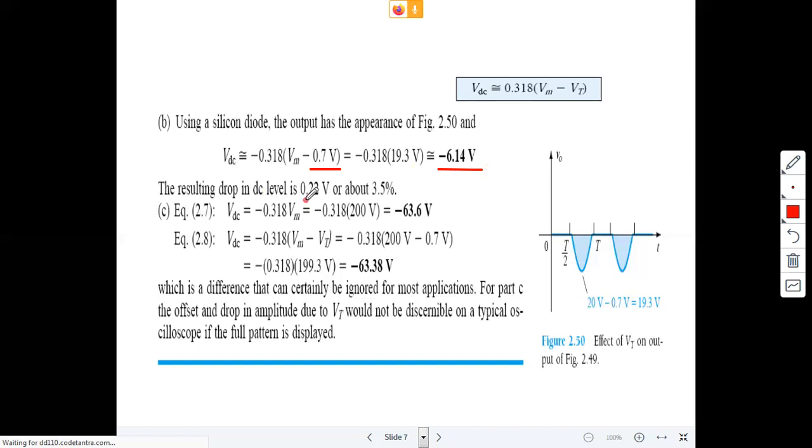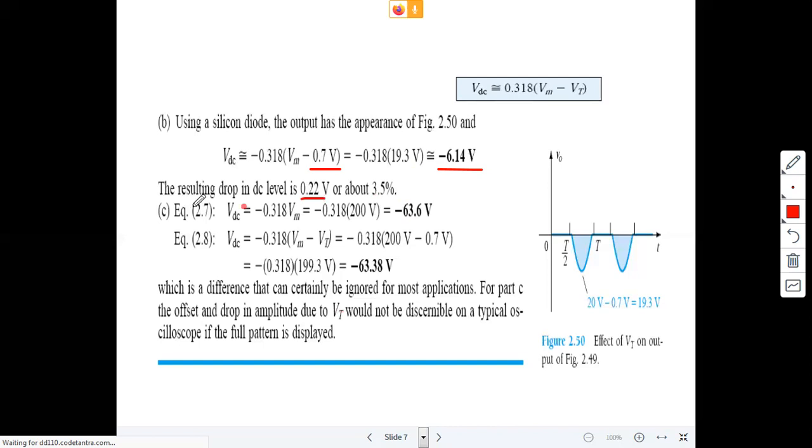Now what is the difference between this and the previous one? The previous one is 6.36, now here it is 6.14. The difference is 0.22 volt. In terms of percentage, it is 3.5%.